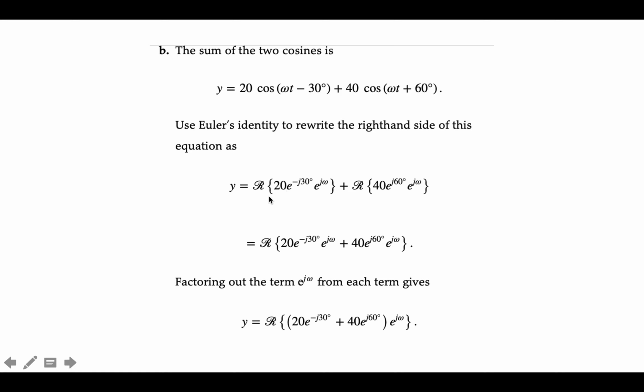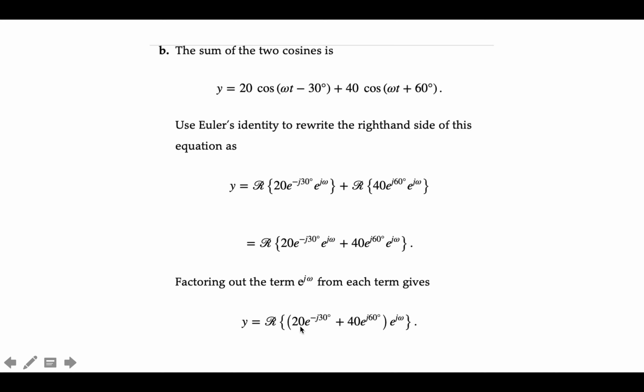Okay, so here, this is what I'm saying. You don't actually have to do all of this because we've already talked about why this works. And I will say they have forgotten in this example, this is actually e to the j omega t. Basically, you can ignore everything except here's your 20 angle minus 30. Here's your 40 angle 60.